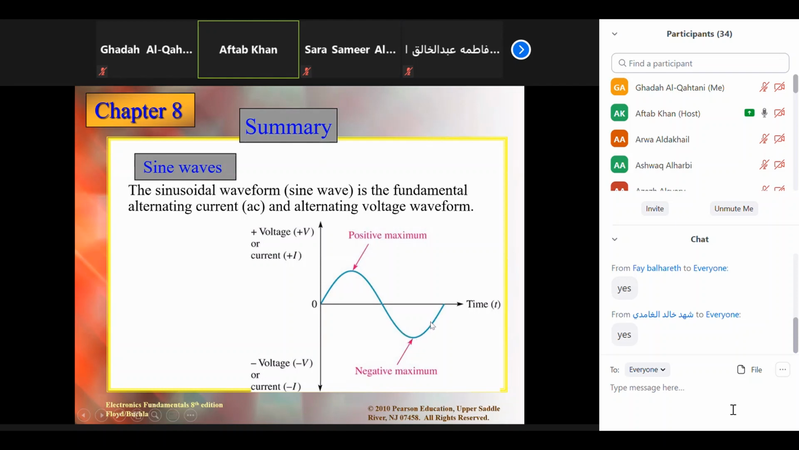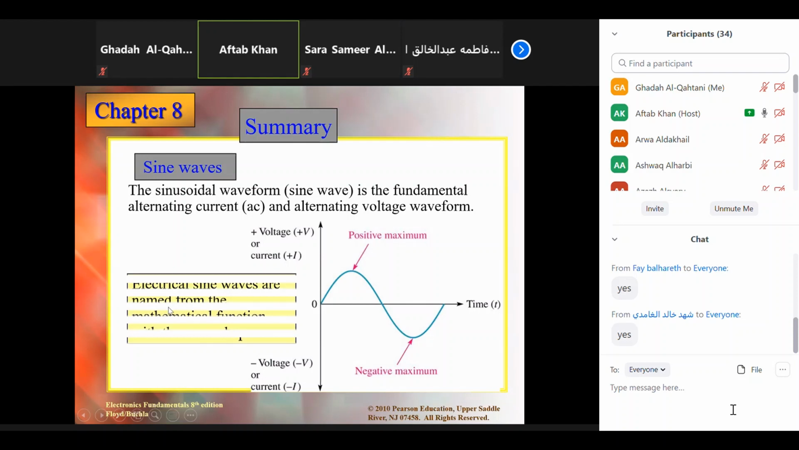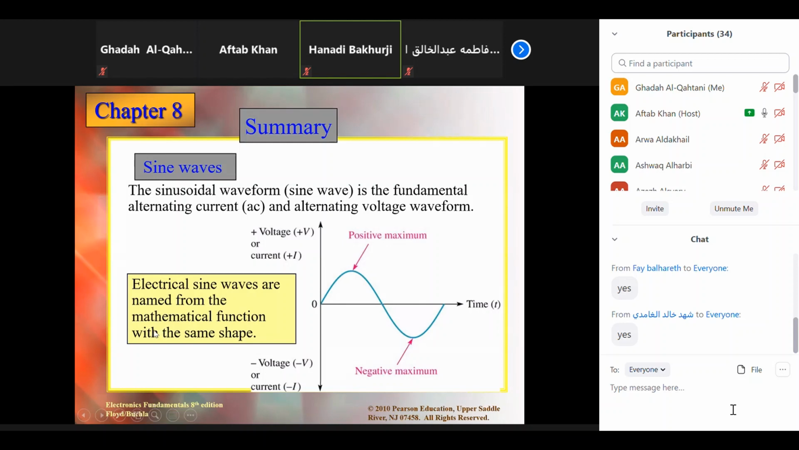It consists of one complete cycle. What is a cycle? It is basically a combination of one positive maxima and one negative maxima, that is one cycle: positive half, negative half, which gives us a complete cycle. It keeps on changing and returns back to the same value. So this is a sine wave. It consists of positive maxima at this peak, and negative maxima here. An electrical sine wave is named from the mathematical function with the same shape. You know that the sine function or sinusoidal wave is given by this.